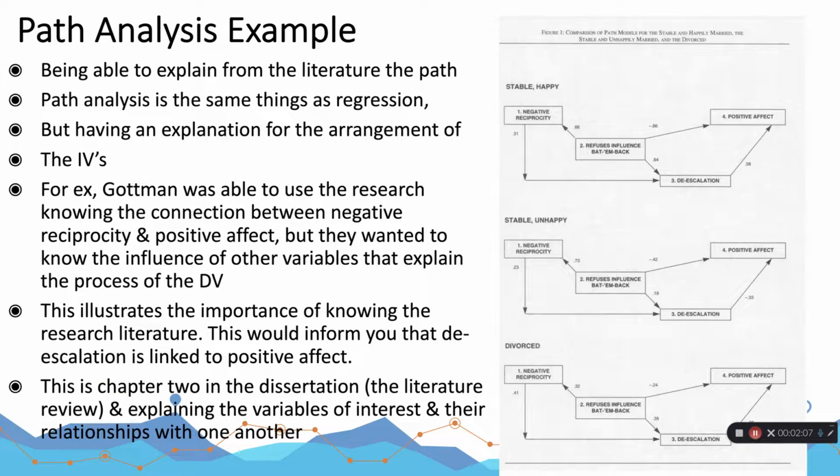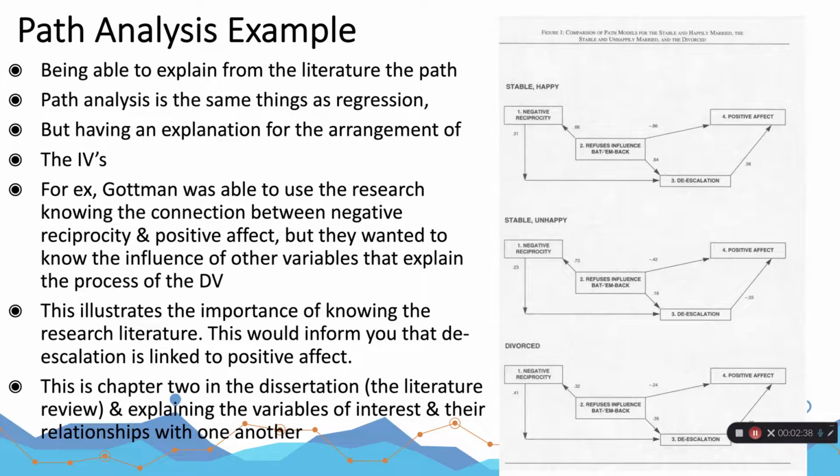So again, path analysis is being able to explain the path from the literature. The path analysis is basically the same thing as regression, but having that explanation for the arrangement of the independent variables from the literature. So for example, John Gottman was able to use the research knowing the connection between negative reciprocity and positive affect, but he and his colleagues wanted to know the influence of other variables that explain the process of the dependent variable, or that explain positive affect within marriage relationships.